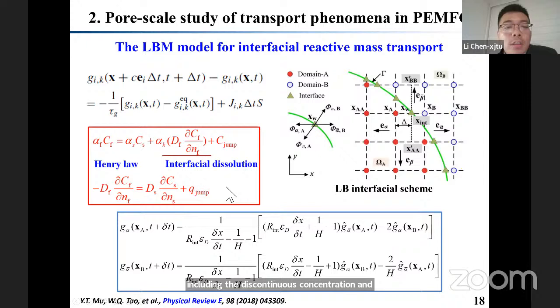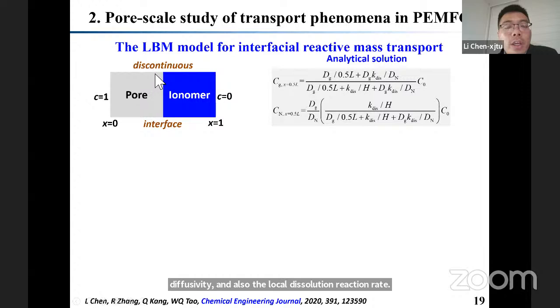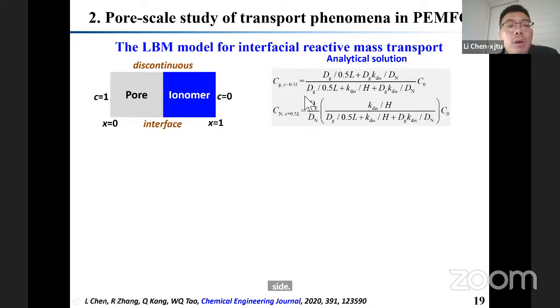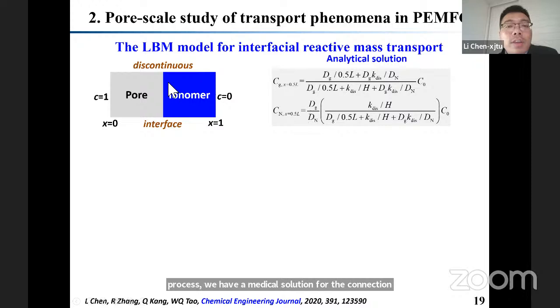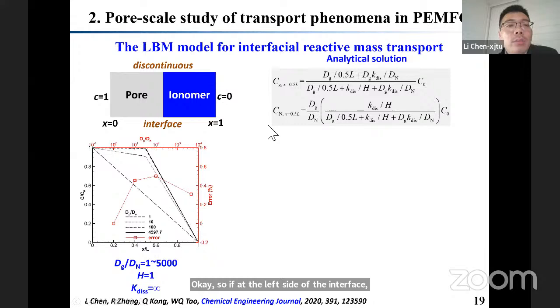And then we try to validate our model. So this is a 1D interfacial mass transport process with analytical solution. You can find that the left part is the pore and the right part is the ionomer. So this is the interface. On the left side, we have a higher concentration, and on the right side, we have a low concentration. So for such a process, we have an analytical solution for the concentration at the left side and the right side of the interface, and then we performed many simulations and tried to validate our model.